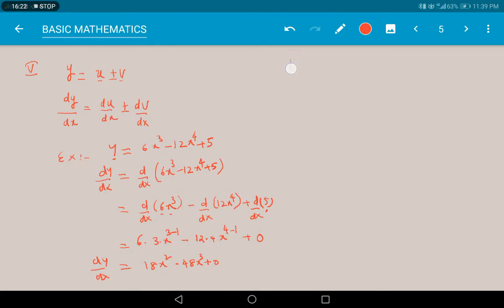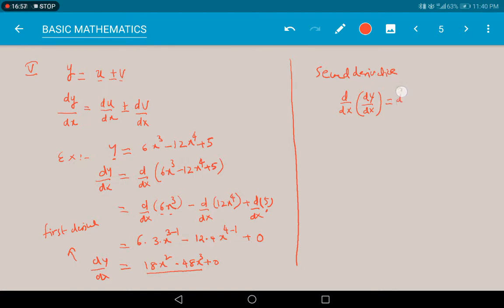Sometimes they also ask to find its second derivative. Okay? So if they ask for the second derivative, in the first derivative we get one function, and that function is differentiated again with respect to x. So d by dx of dy by dx; this is the first derivative, and this is the second derivative. We are going to get d square y by dx square. Let us do this again.